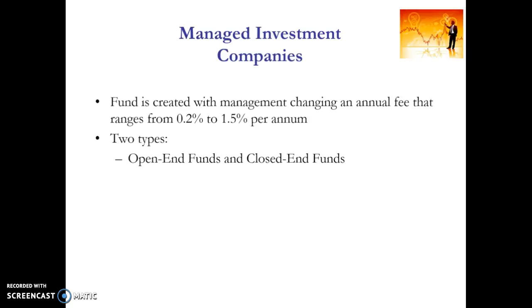An alternative to a unit investment trust is a managed investment company. A managed investment company is a fund where you have a manager providing oversight to the fund, and because you've got that professional management, they'll generally charge an annual fee that ranges between 20 basis points and 150 basis points per annum. There's two key types of managed investment companies, and they're open-ended funds and closed-ended funds.